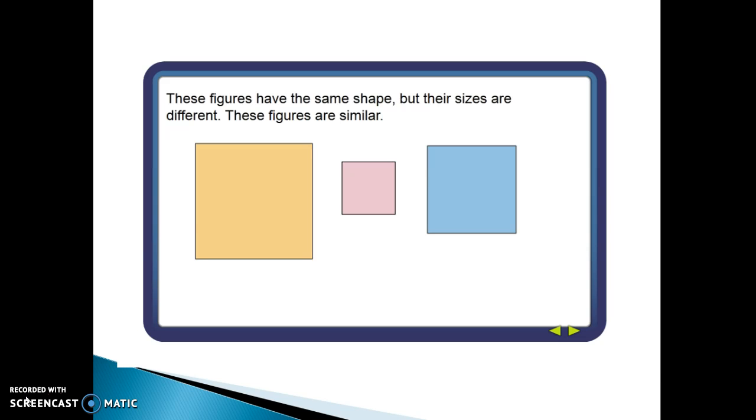We talked about shapes that have the same shape, but the size is different. These are 3 different squares, of course, and they are considered to be similar because they are the same exact shape, but they are different sizes.